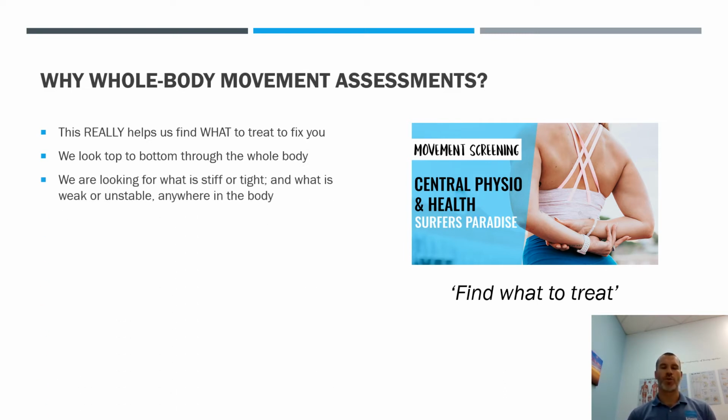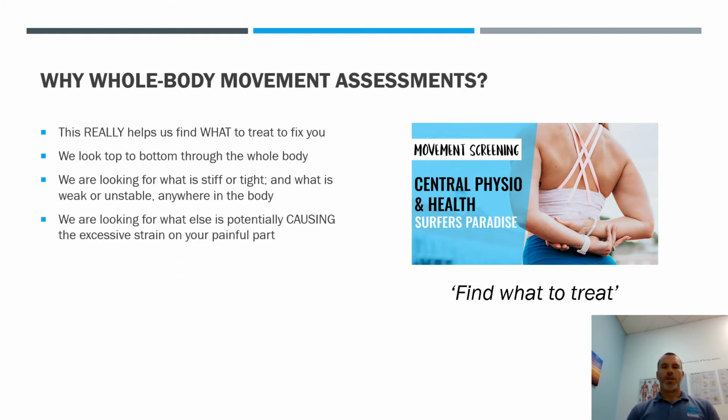We're looking for two things. What is stiff or tight, which we call a mobility issue, and what is weak or unstable, which we'll call a stability issue. What's stiff? What's not strong? Anywhere in the body. So why are we doing this? So we're really looking for what else is potentially causing the excessive strain on your painful or your sore part.